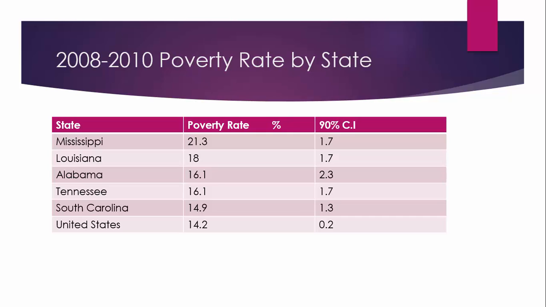Looking at those 5 states from 2008 to 2010, you can see the poverty rates. You can see the poverty rate for the United States at 14.2%, and then the other states. South Carolina comes pretty close in 2008, 2010. And then the confidence interval at 90%.